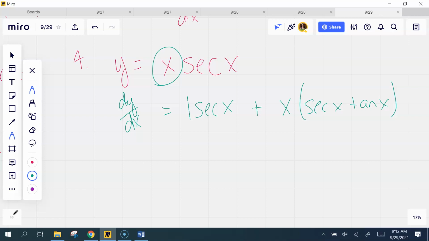That's it. Yes, no. You can't do like secant x. Well, there's no plus in there. What are you going to multiply out? This is just secant x plus x times secant x tangent x. If you would like to, sure.